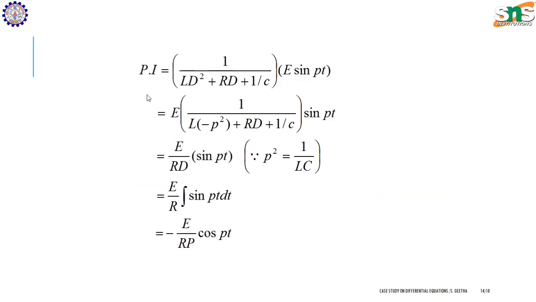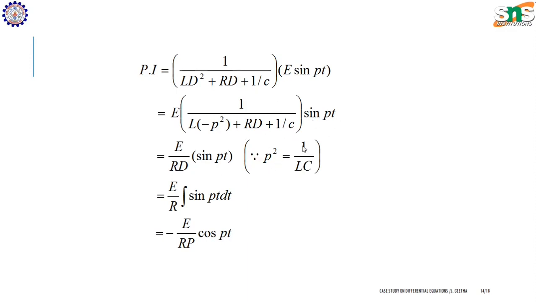Next, we are going to find the particular integral, that is equal to 1 by f of D into the right hand side function. Which is equal to 1 by L into D square plus R into D plus 1 by C into E sin pt. Here the function is trigonometric, so instead of D square we are going to replace minus p square. So replacing this value, we get E into 1 by L into minus p square plus R into D plus 1 by C into sin pt.